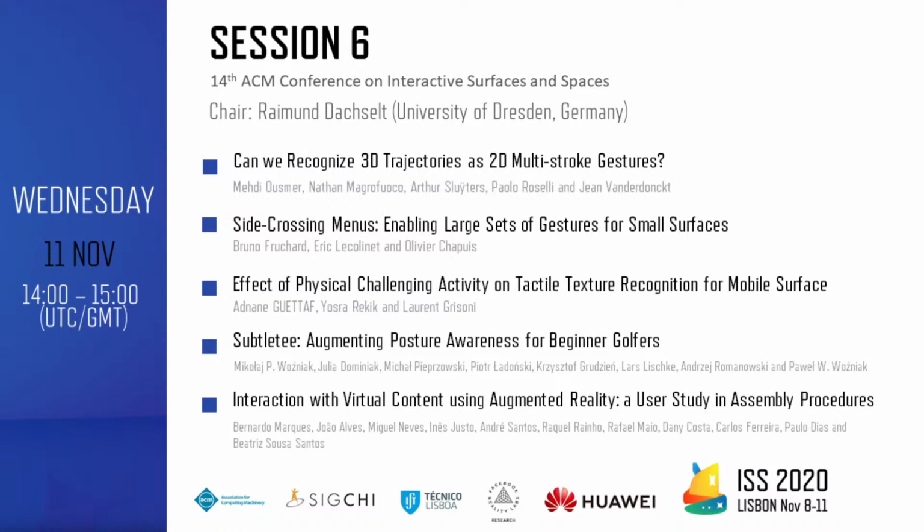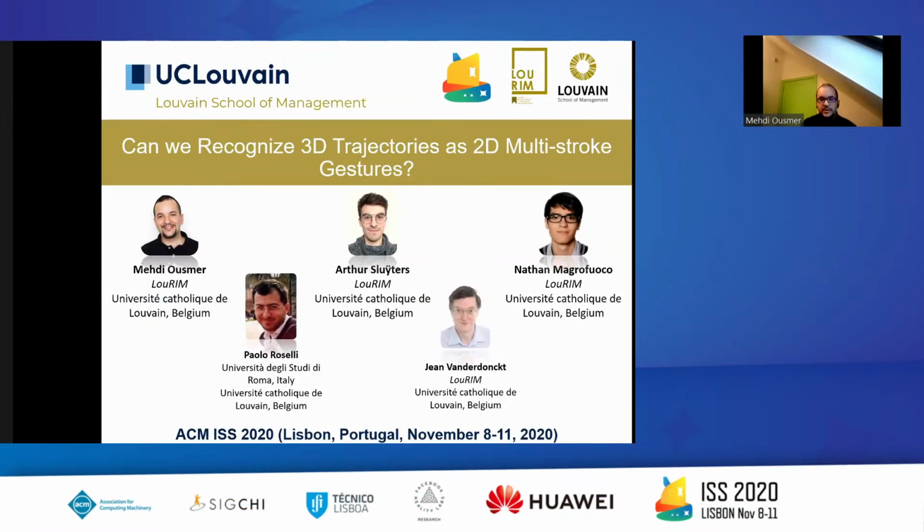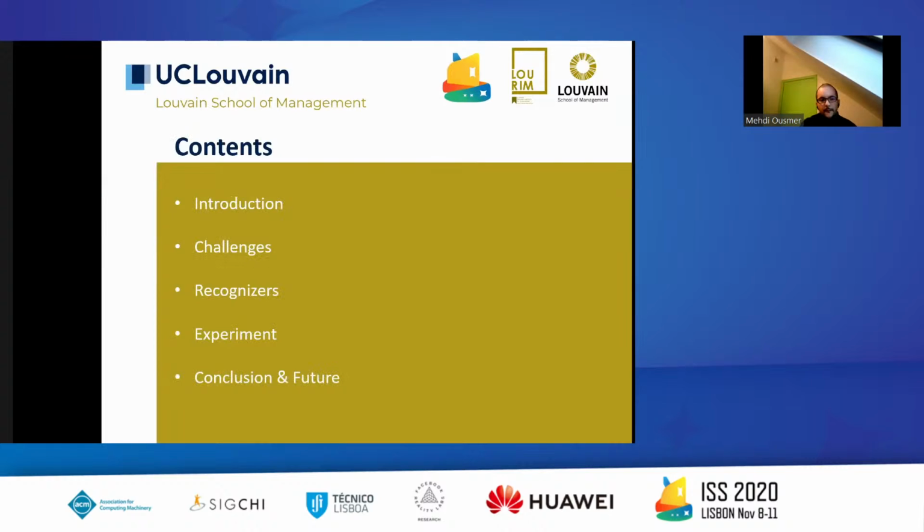Hello everyone, my name is Mehdi Osmer and I'm a PhD student from Université Catholique de Louvain in Belgium. Today I have the pleasure to present our recent work, Can we recognize 3D trajectories as 2D multi-stroke gestures? I will start with the introduction and then I will move on to the other parts.